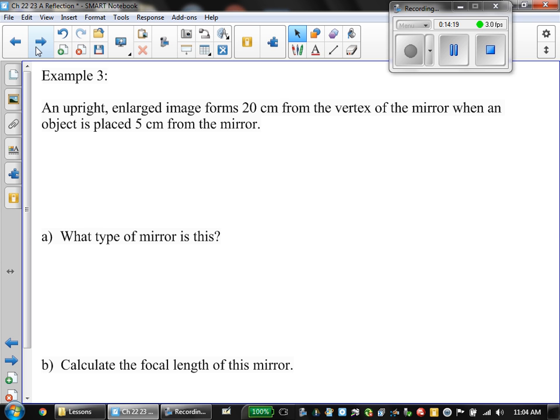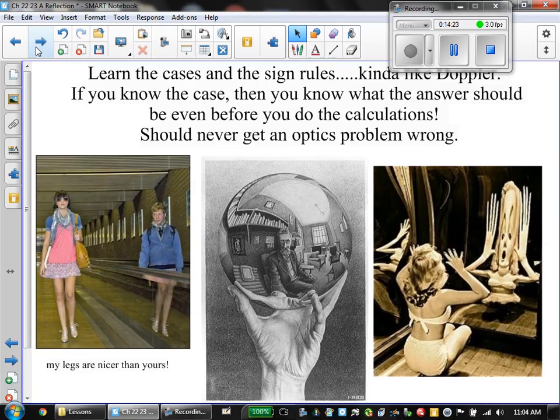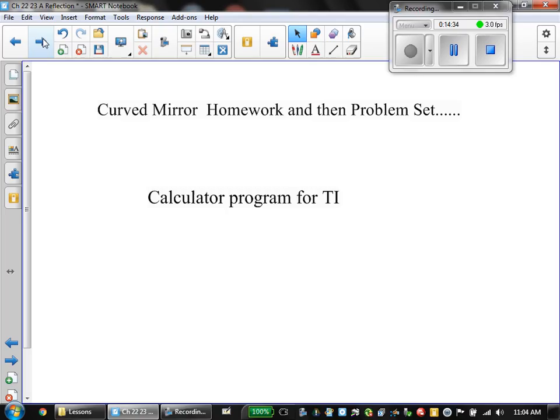And again, this is the key. If you learn the cases well, then life becomes easy. It's kind of like Doppler. You'll know the answer before you hit the calculator buttons. That makes life nice. I do have a calculator program that does this. It's called Lens Mirror. It actually does all the calculations for you. You can have a copy. But do the homework set, look at the answers, see if they make sense, and then if you have questions, come see me. Okay, it was a little bit long, I apologize, but I think you'll find that helpful.